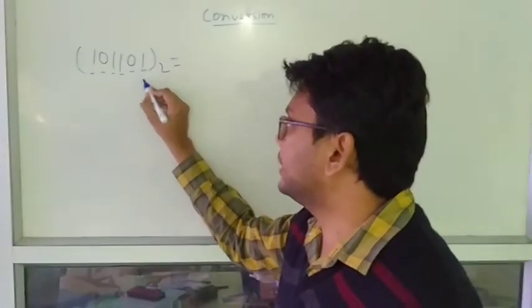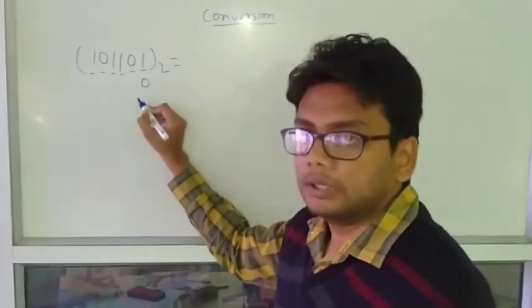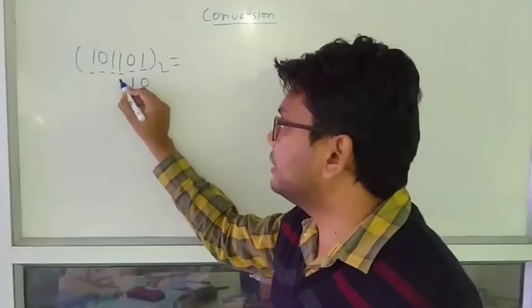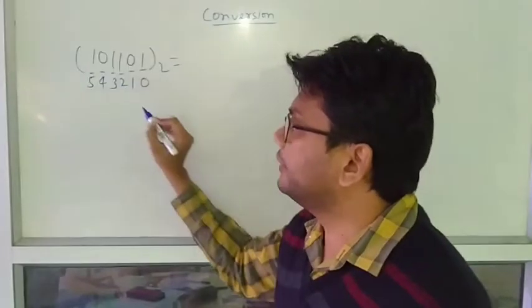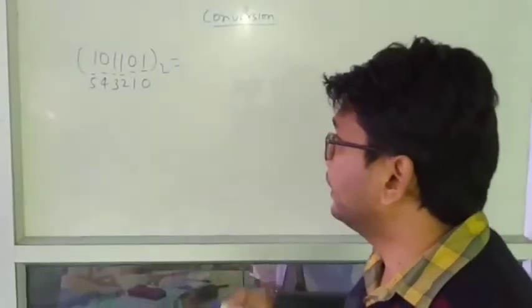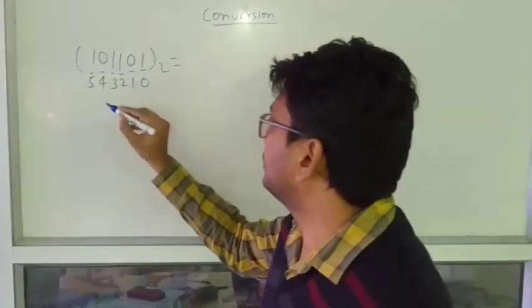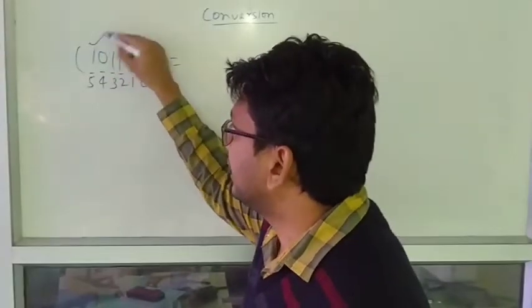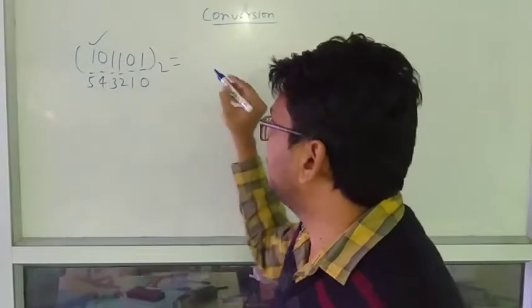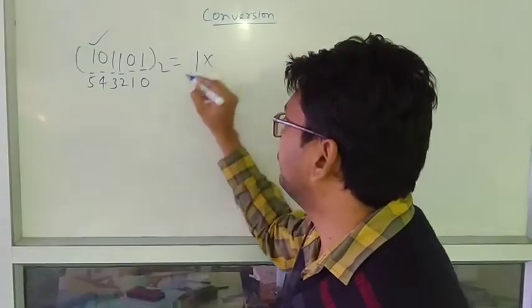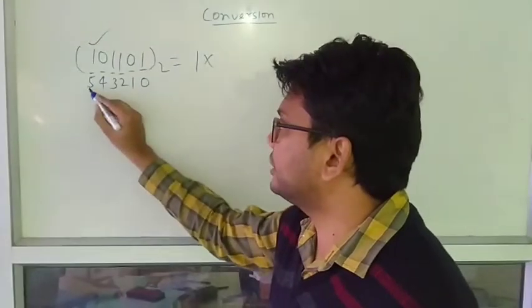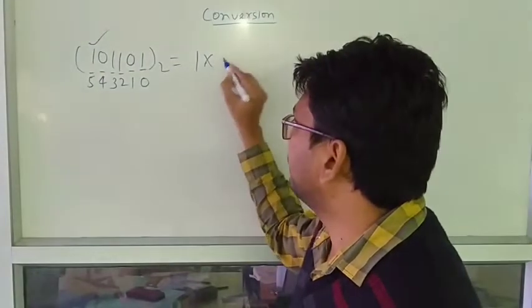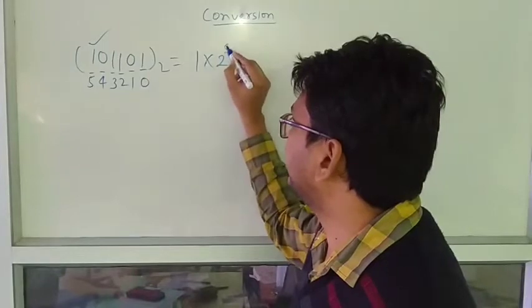Here we can assume that the position of this number is 0, then again the position is 1, here the position is 2, here position is 3, here position is 4 and here position is 5. Then what we have to do is take this 1 and take the radix 2. Here we use the radix 2 and the position is 5, so we multiply it with the radix 2 and the position 5.